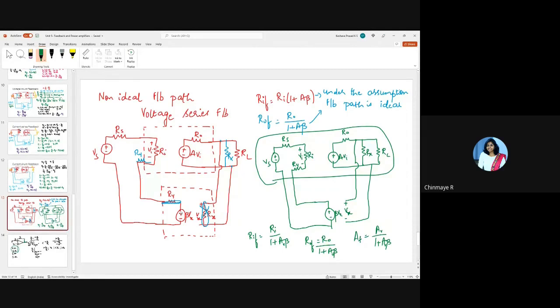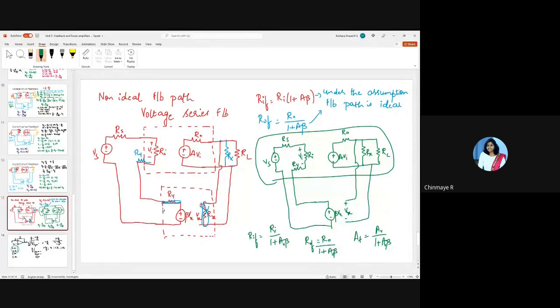Then we also did this. What if we have a non-ideal feedback path, which is practically the case? None of the feedback paths are ideal, so it will have some resistors associated with it. But whatever we did earlier was assuming that the feedback path was ideal. But then we know that actually the feedback path is not ideal.